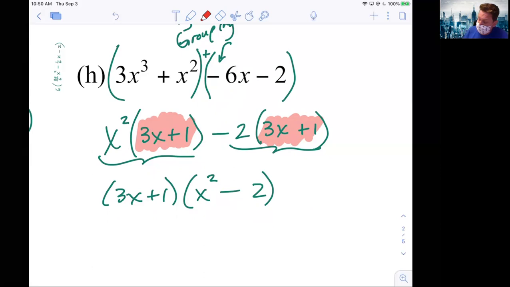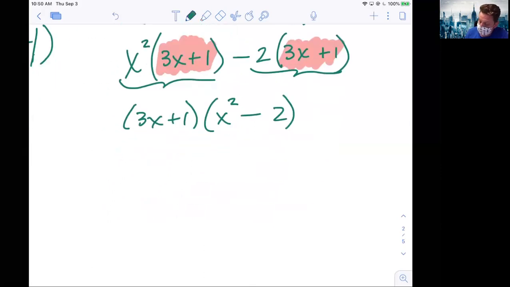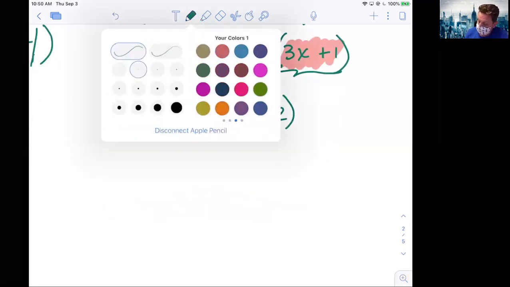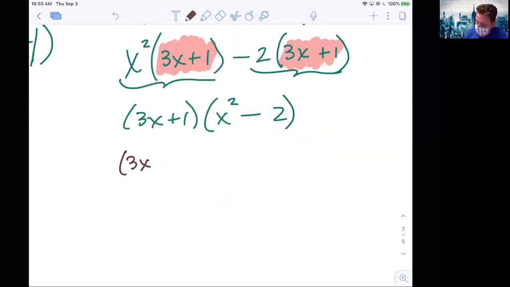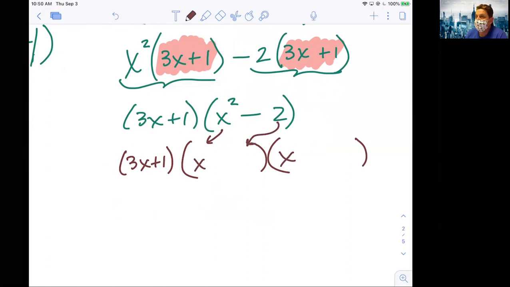So it should factor into the product of 2 what? Conjugates. All right, let's do that. So we have something times something, something times something. The square root of x squared is x. What's the square root of 2? Is it a perfect square? No. So the square root of 2 is just the square root of 2. Plus minus.